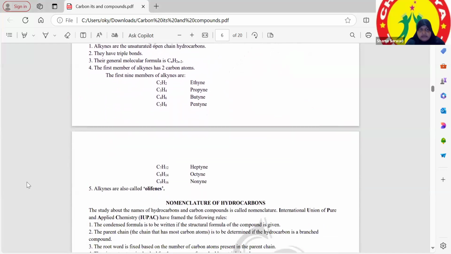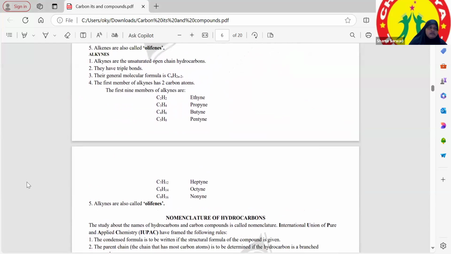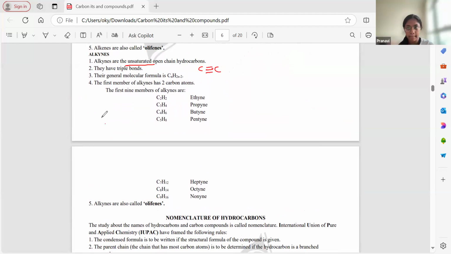Next is about alkynes. Alkynes are unsaturated open chain hydrocarbons, because they have a carbon-carbon triple bond. If any compound should have a carbon-carbon multiple bond, it must consist of at least 2 carbons, so its first member has 2 carbons. Its general formula is CnH2n-2.